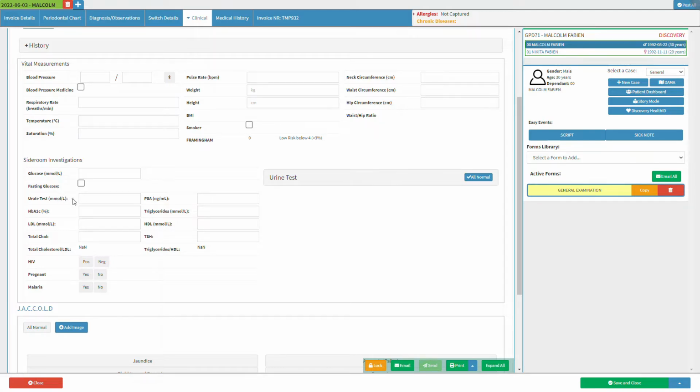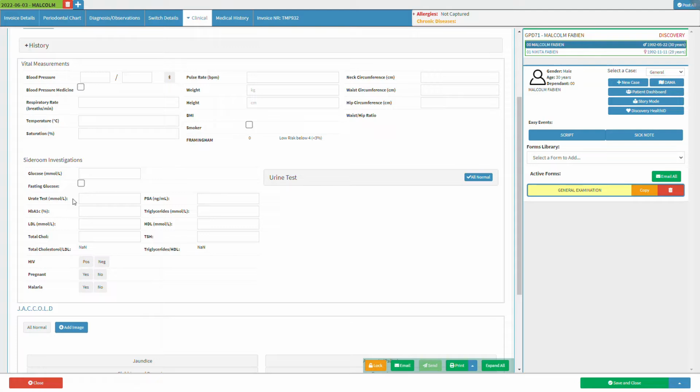Urate Test shows the amount of uric acid found within the patient's bloodstream, measured in millimoles per liter. The amount of uric acid in a patient's blood is determined by the uric acid blood test, often known as a serum uric acid measurement. The test will reveal how well the patient's body creates and eliminates uric acid.